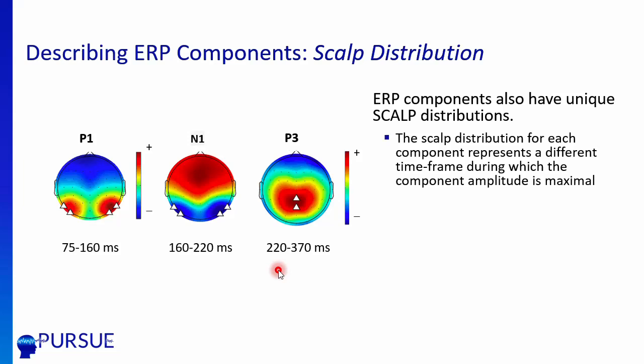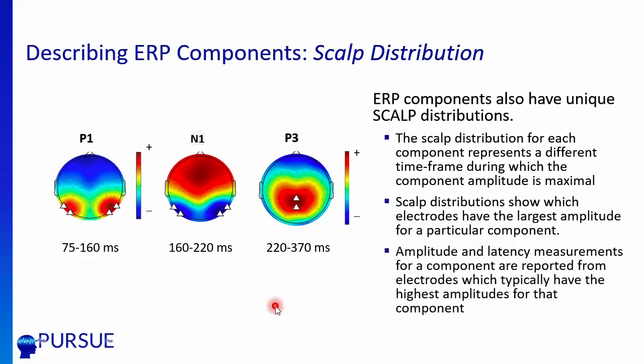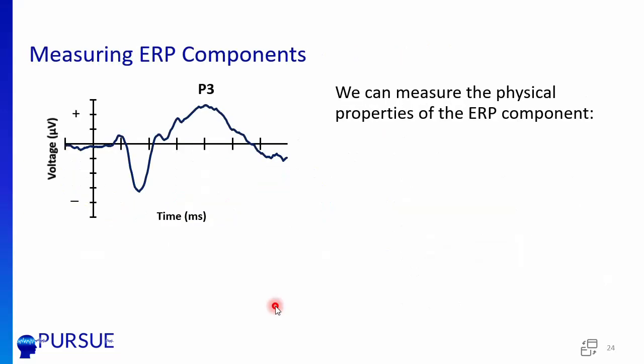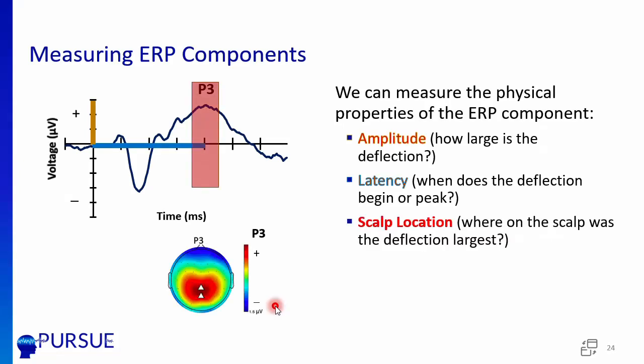A lot of times they'll plot differences in conditions over that time frame, and they show us which electrodes have the largest amplitude for a particular component. You can see the white boxes here are indicating, whether positive or negative, the maximal amplitude at those electrodes. Amplitude and latency measurements for a component are typically reported on the electrodes that have the highest amplitude for that particular component. So on that note, measuring the components, we can measure the amplitude. So this is the height of the waveform. We can measure the latency. When does it peak, right? And we could look at the scalp location. So these are all different measurements that we can take in our ERPs.